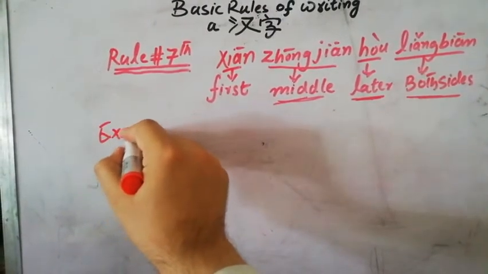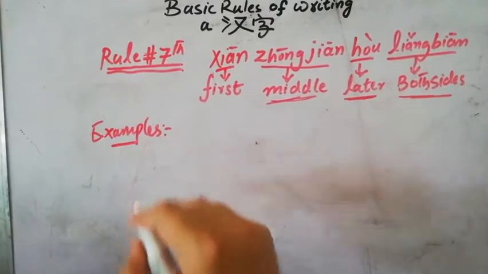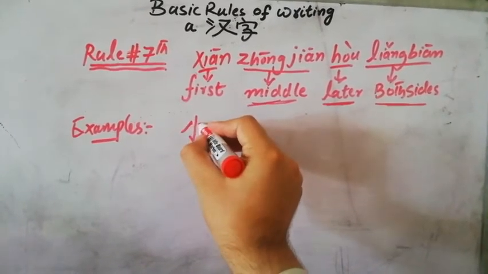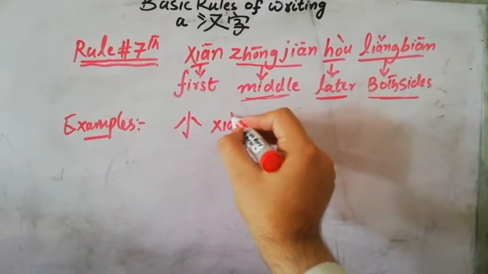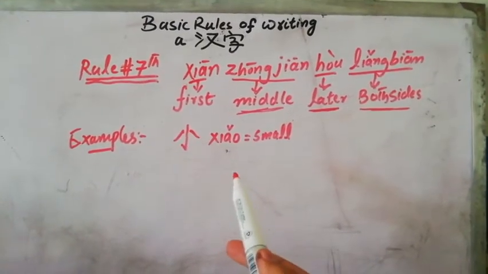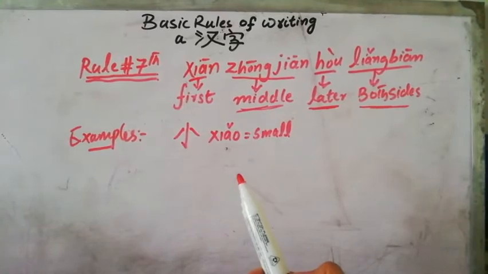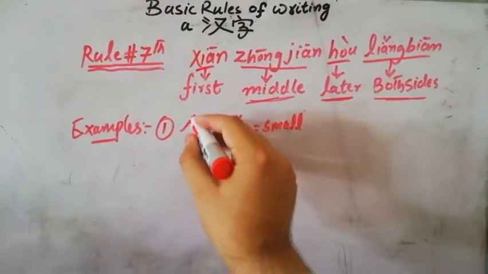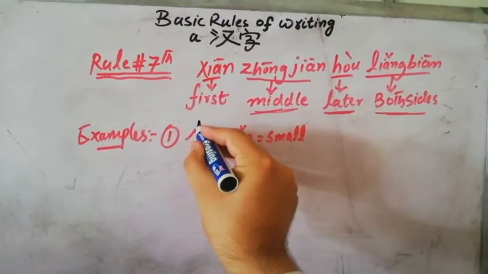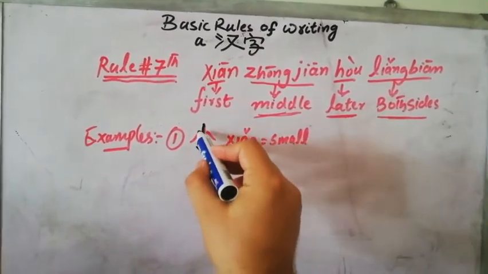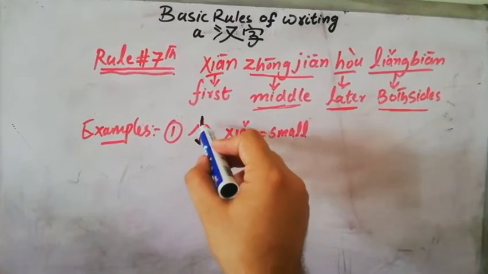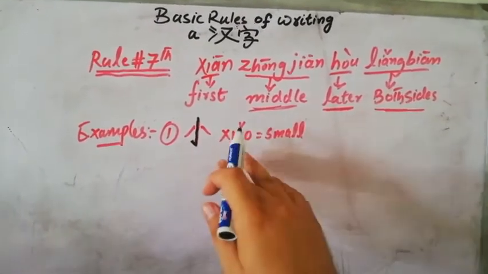Examples are: first example is xiao. Xiao means small, used for small. This is the first example. So you saw that we wrote this stroke first, then I wrote this one, and then I wrote this one, pie, and then na. Dian. Pie, dian. Okay, so this was about this.